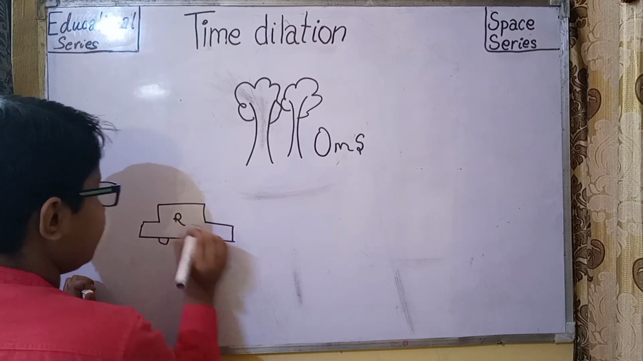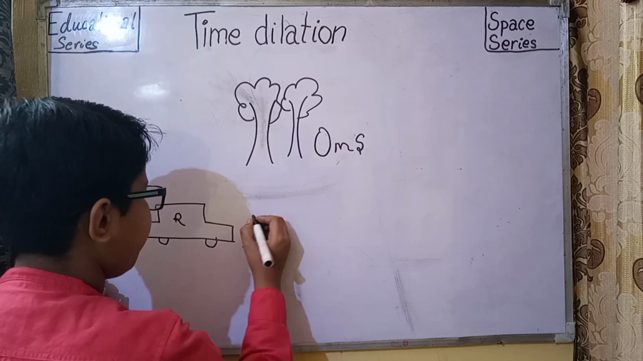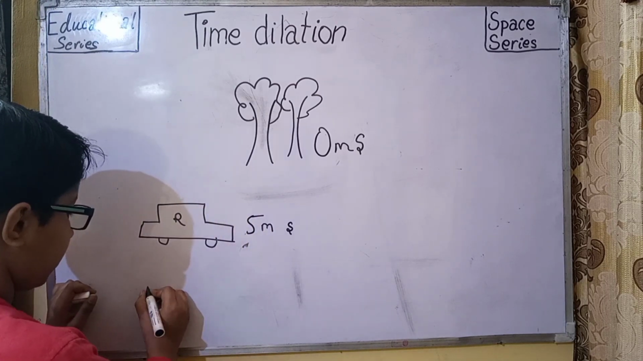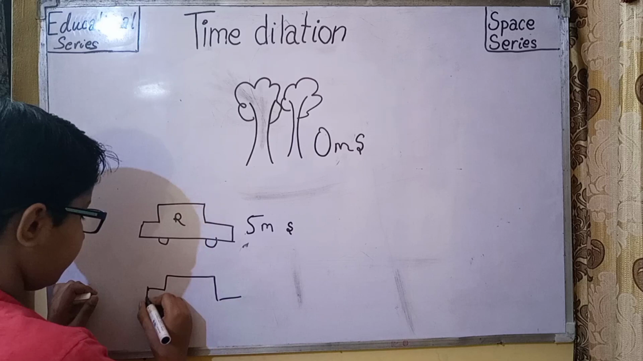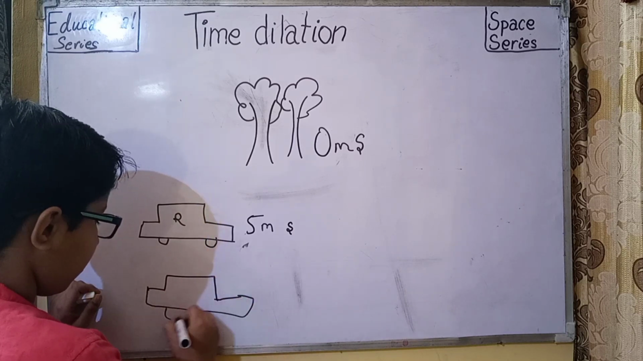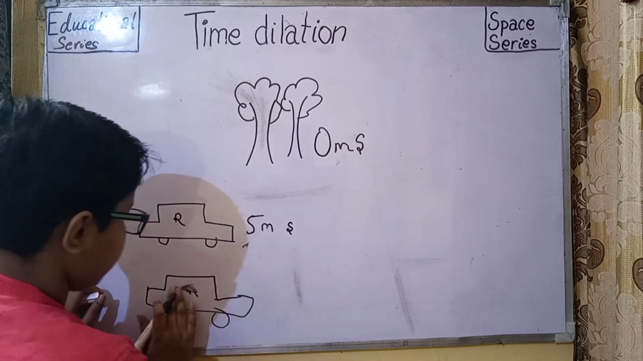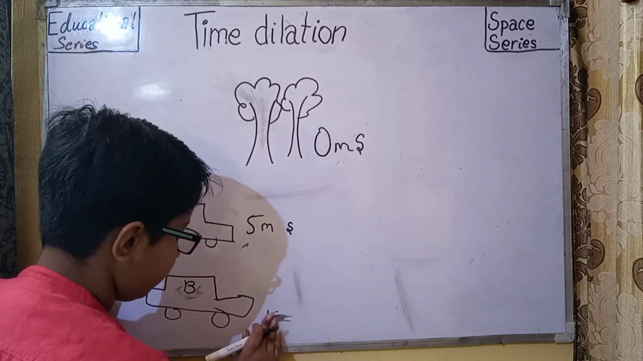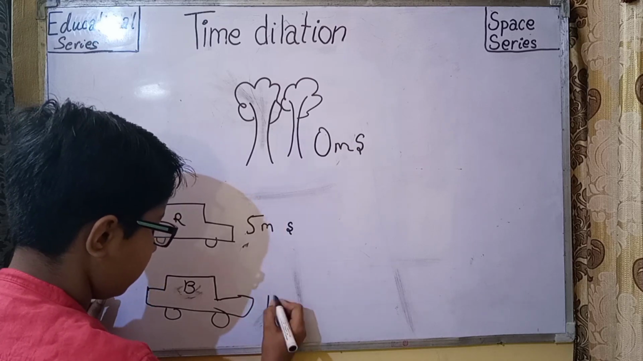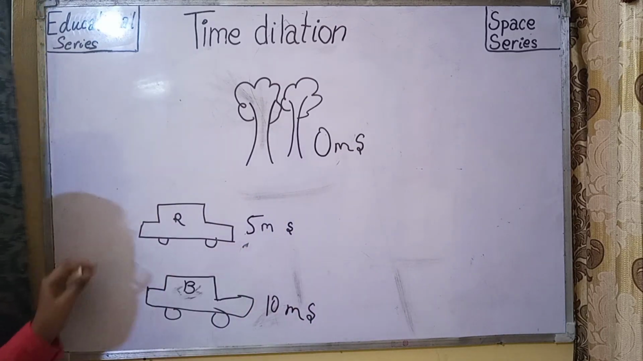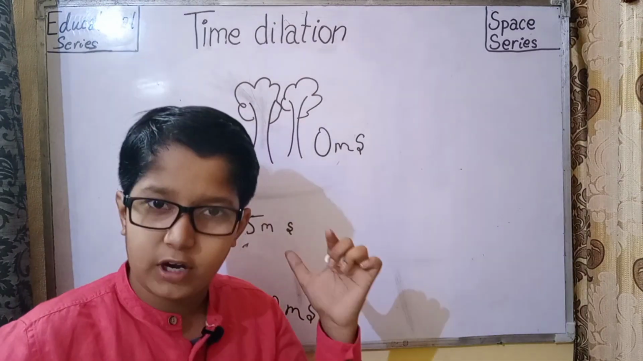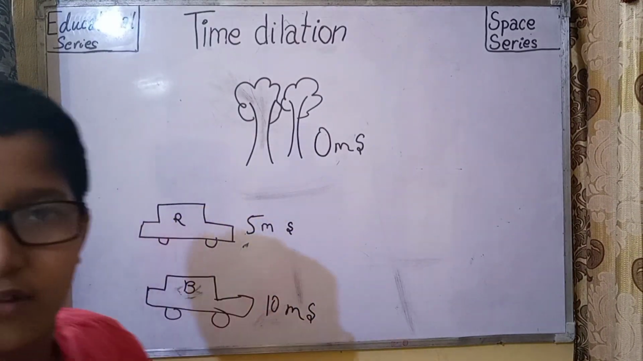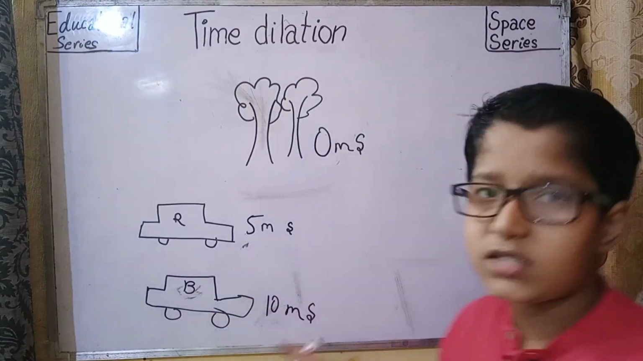which is moving at 5 meters per second, and another car along the road, the blue car, is moving at 10 meters per second. So now let's see their perspective. An observer standing at the tree will see that the trees are moving at 0 meters per second, the red car at 5 meters per second, and the blue car at 10 meters per second.